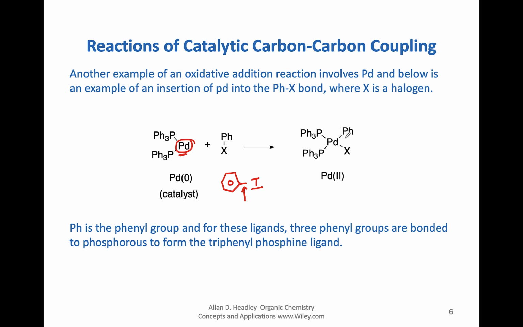So here's that Ph right here, phenyl. Here's the X here, and this group here is now inserted into that bond. That's why it's called an oxidative addition. Notice again the oxidation state changes from 0 to +2. That becomes very important in terms of regenerating the catalyst later on when we start looking at the reactions.